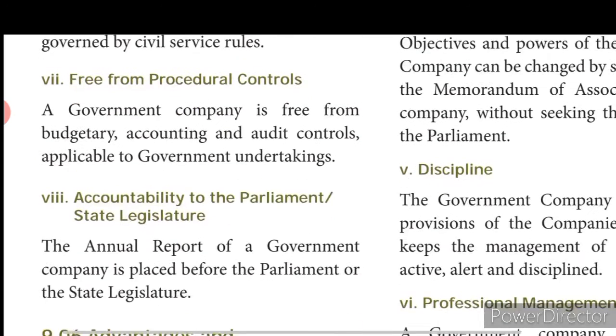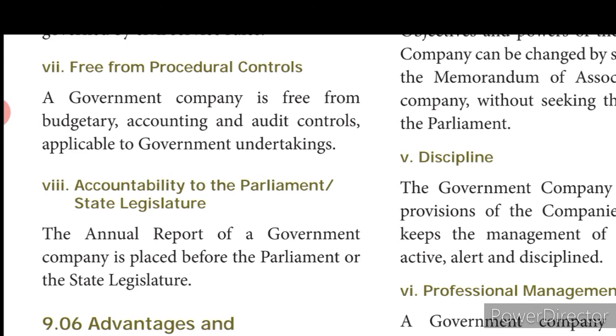See, free from procedural control means a government company is free from the budgetary, accounting and audit controls applicable to government undertakings. Even though the employees are not government servants, it is actually free from the budgets, accounting, auditing, all that, because it is only a government company, right? Because the money goes completely to the government treasury. So, because of that, all this is not there.